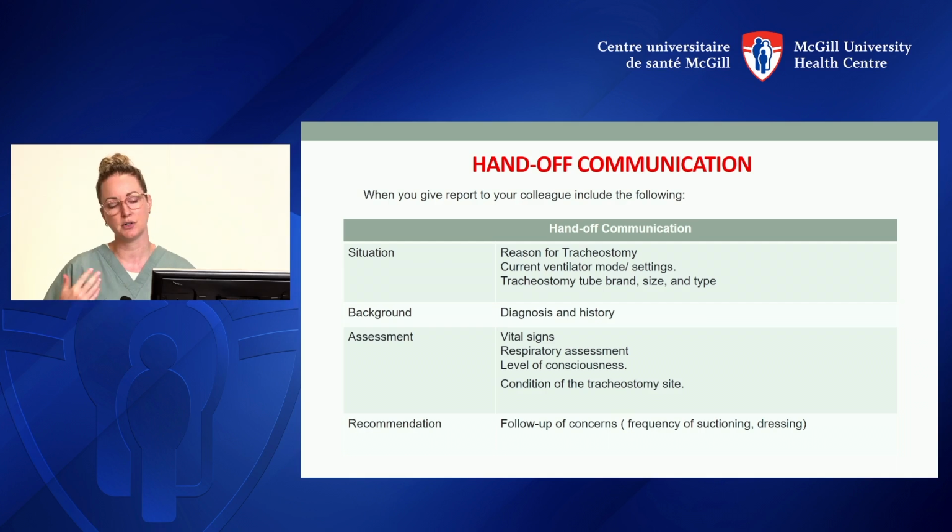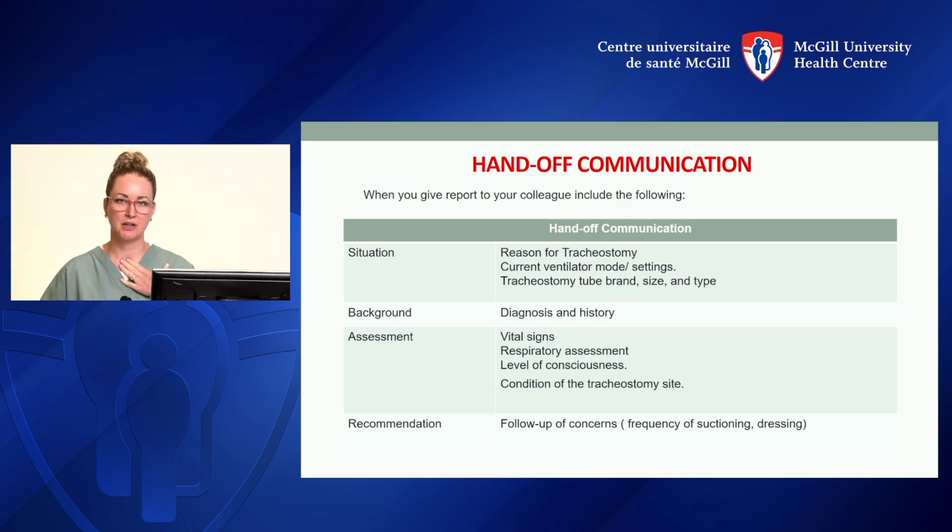It's also important for you to relay what type of tracheostomy tube it is, the size, if it's an extended length or regular, and whether it has disposable or reusable inner cannulas. And then you want to go into your background: the diagnosis of this patient and the history of this patient. Then into your assessment: what were your vital signs, any respiratory assessment findings, including your breath sounds, respiratory rate, their effort as well, and sputum production and characteristics, as well as their level of consciousness.